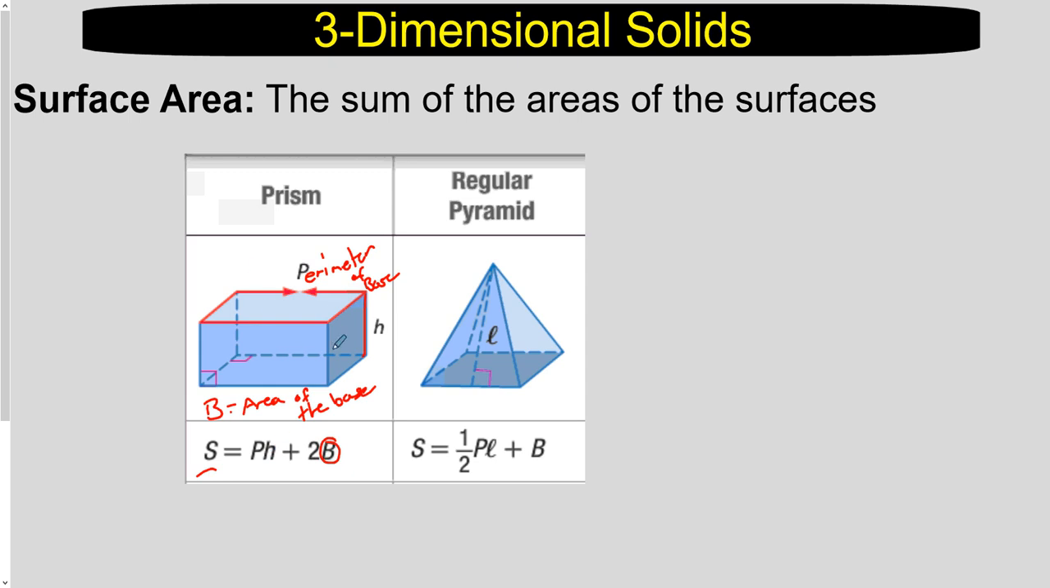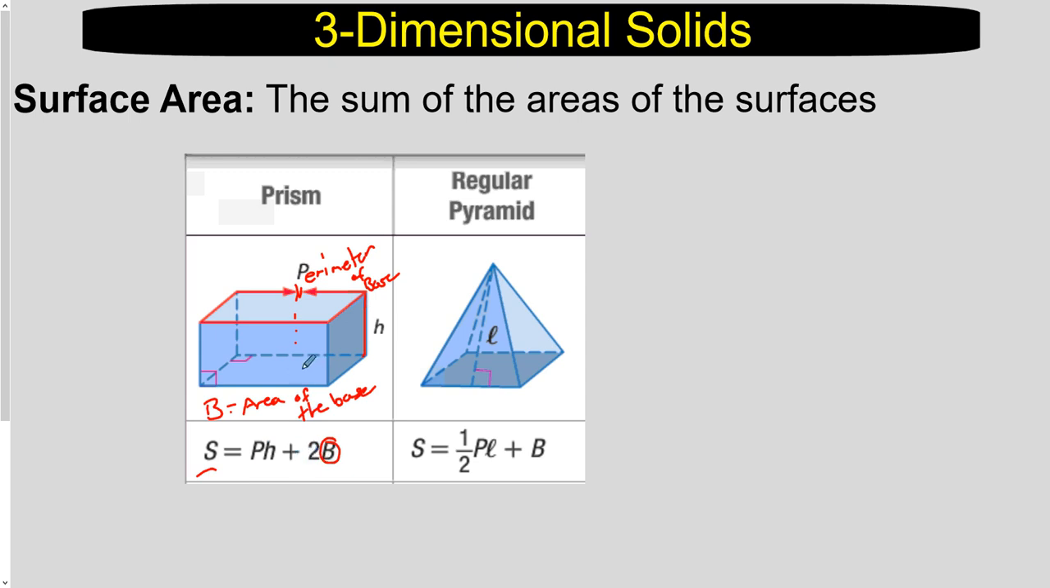So if we do the perimeter times the height, imagine cutting along this dotted line and unfolding that box. We would create one giant rectangle out of all of the sides. So that would be just the perimeter times the height to find the area of that rectangle. This finds us our vertical faces, and the 2B finds us the area of our bases.